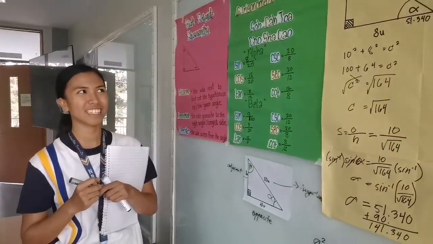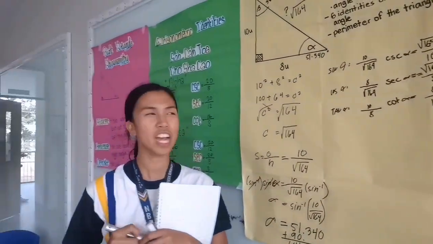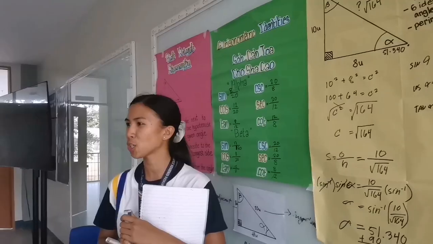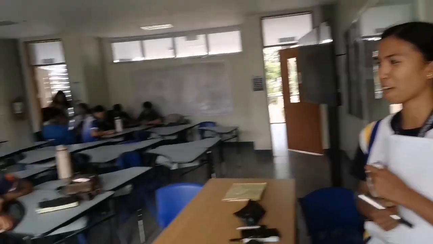So for our last, we will find the perimeter of the triangle. Do you remember how to find the perimeter of a shape? Yes, April, what do you think is the formula? To get the perimeter, you just have to add the adjacent, opposite, and the hypotenuse, the measurements of those three sides, and we will get the sum, which is equivalent to the perimeter. Very good. Perfect, April.